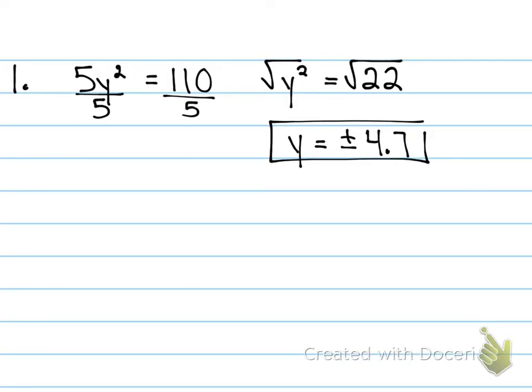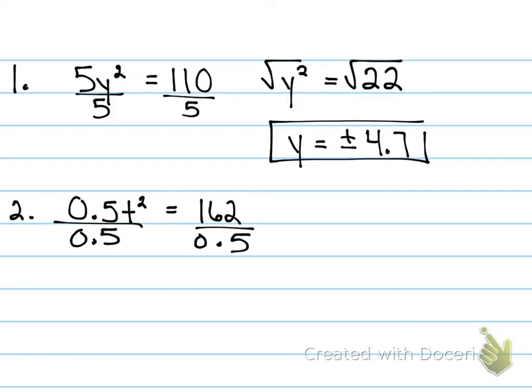Think you can do one? Yes. Yeah, of course you can. Of course they're going to get harder. All right. 0.5 t squared equals 162. Go ahead and solve this one. Okay, what do I do first? What do I do first? Divide both sides by 0.5.